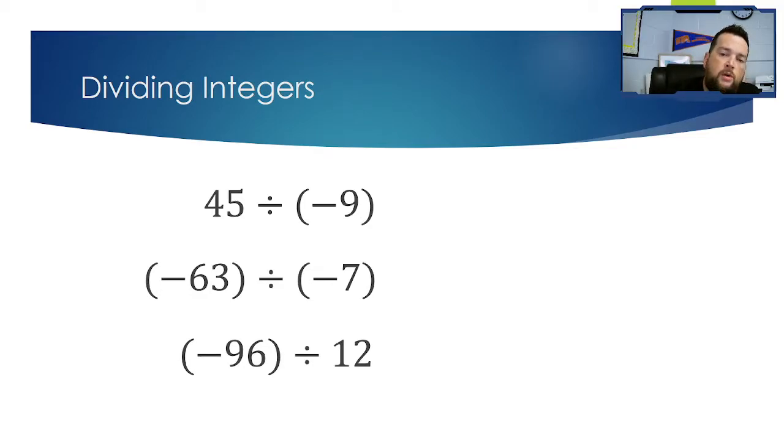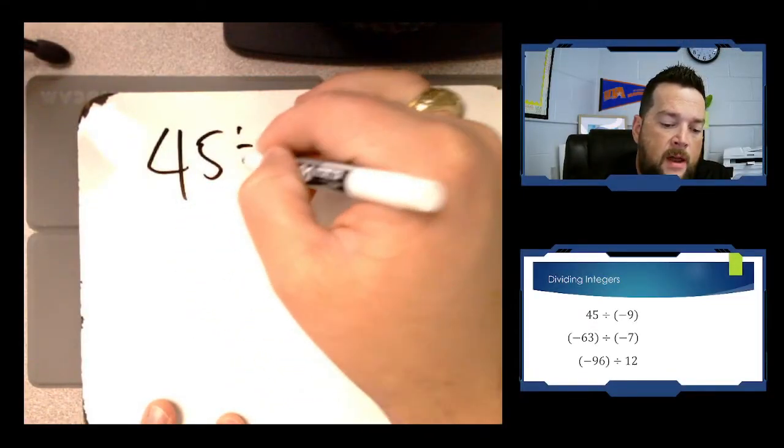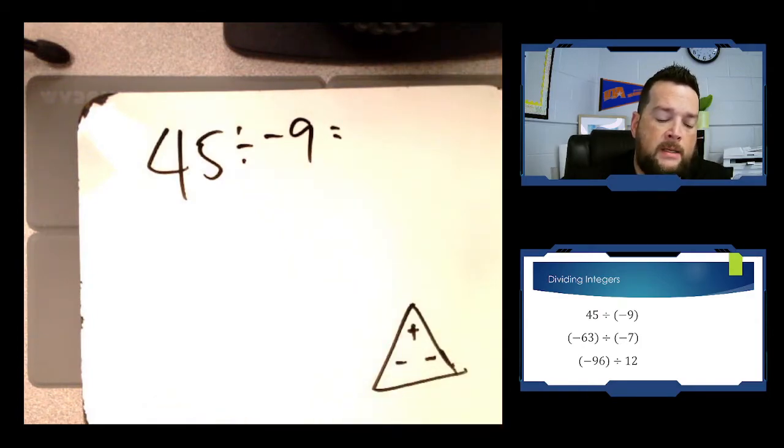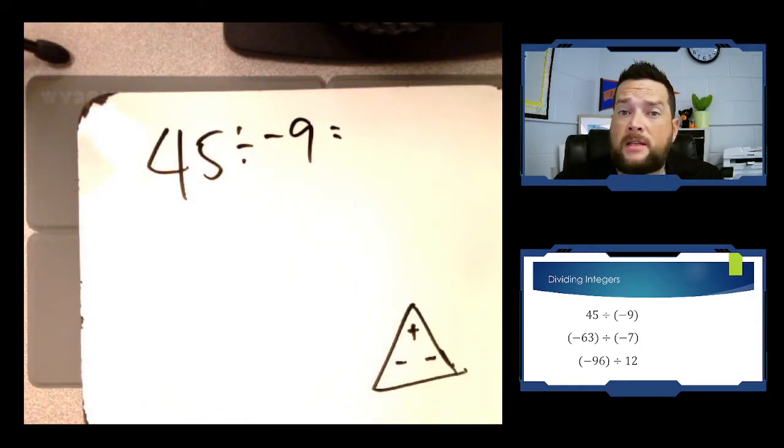First thing you want to address is the division of the numbers, and then you want to address what sign it is going to be. So in the case of 45 divided by negative 9, 45 divided by negative 9. And again, if you haven't paused this already and tried to do it on your own, you should do that. Go ahead and pause it, and then come back and see what the answers are.